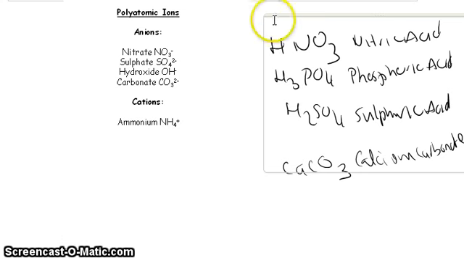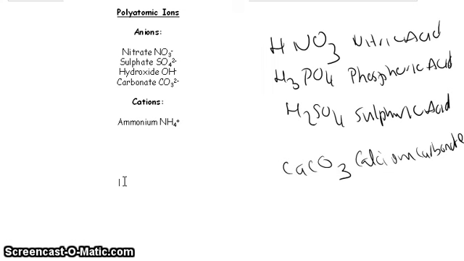All the hydrogens are H plus, so their ions have to counteract them. So nitrate is NO3 minus, phosphate is PO4 3 minus, and sulfate is SO4 2 minus because it's H2SO4 and hydrogen's got a charge of plus 1.